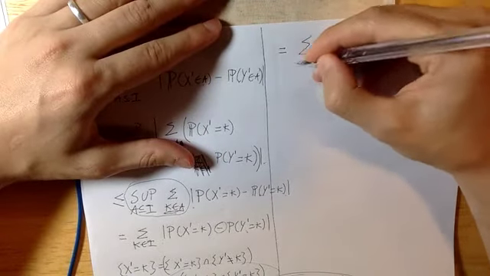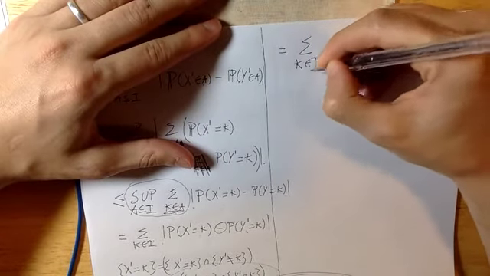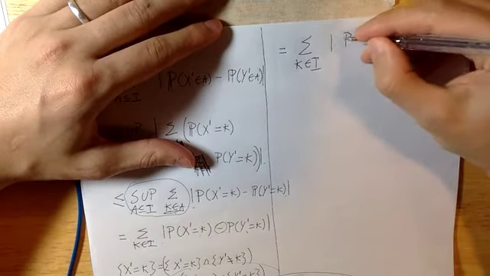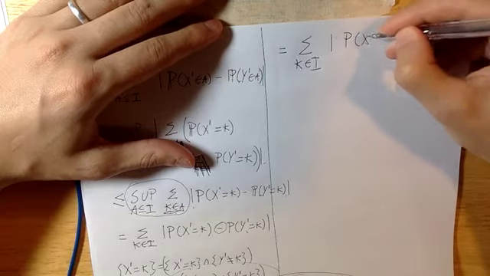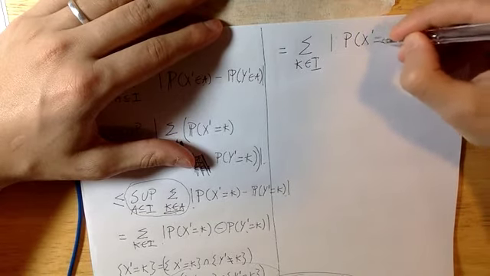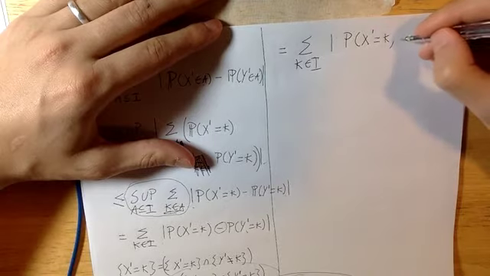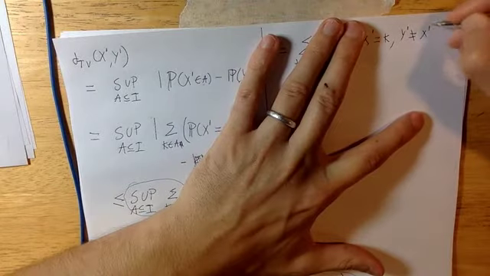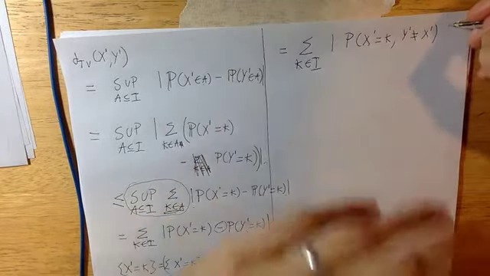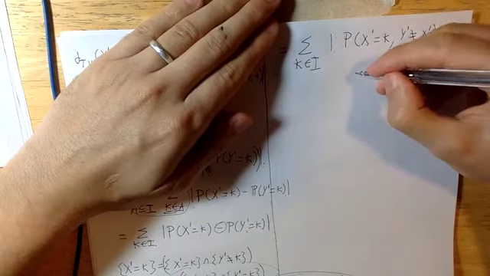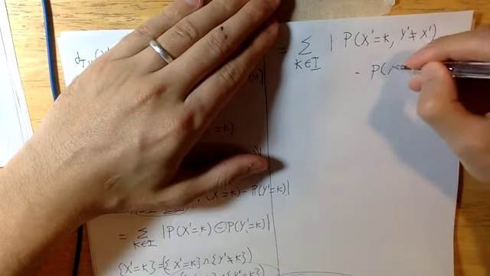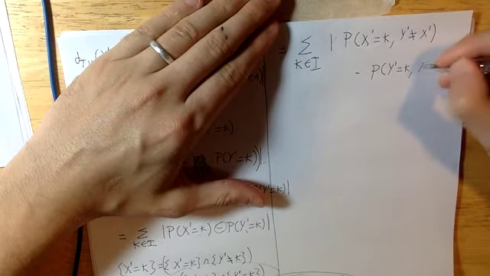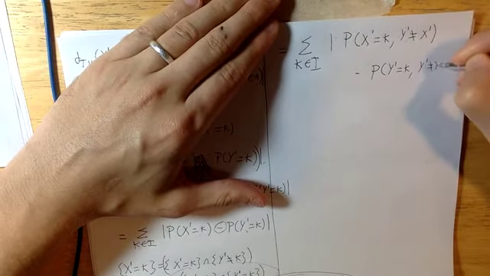What we get is that this is equal to the sum over k in I of the probability that X' is equal to k, comma, Y' is different from X', minus the probability that Y' is equal to k, comma, Y' is different from X'.